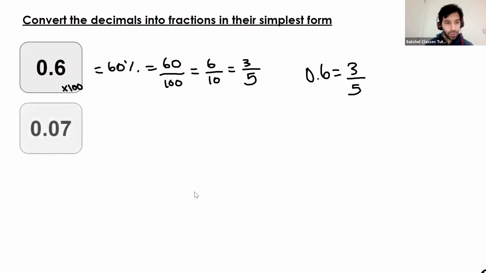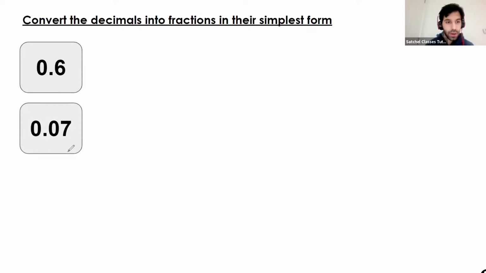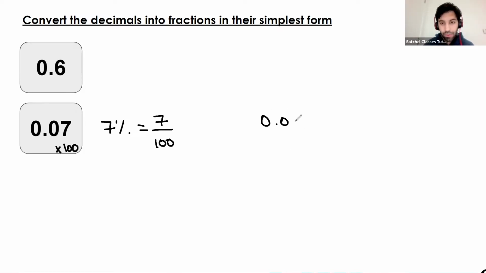Let's do another one. 0.07. I'm just going to clear all the drawings. So again, we multiply 0.07 by 100 to turn it into a percentage. So 0.07 times 100 is going to be 7%. And 7% is the same as 7 over 100. And this is our fraction in its simplest form because we can't simplify this anymore. So our final answer is going to be 0.07 is equal to 7 over 100.